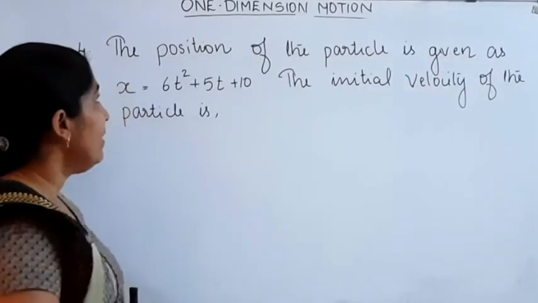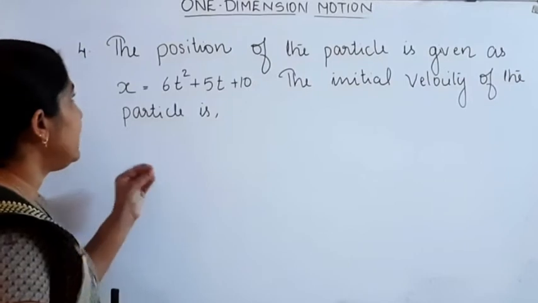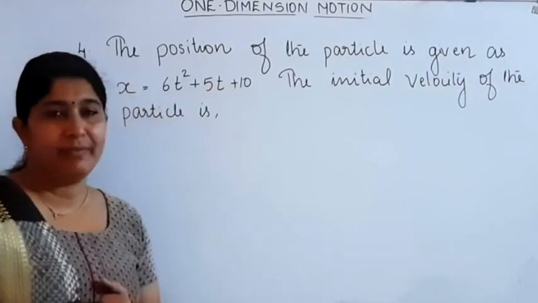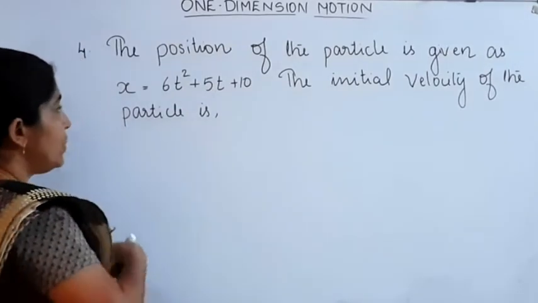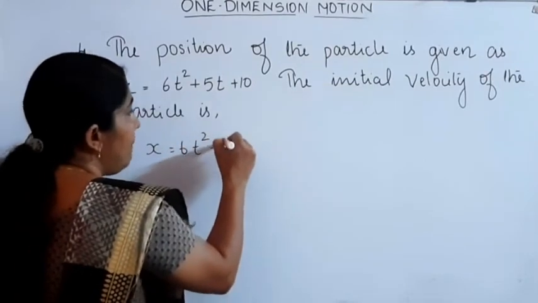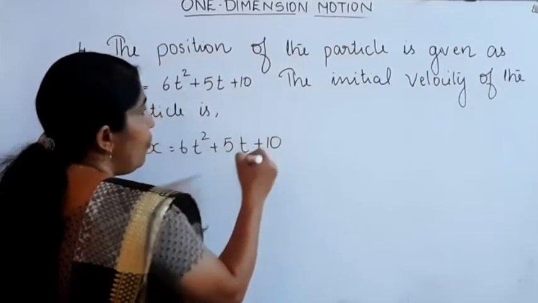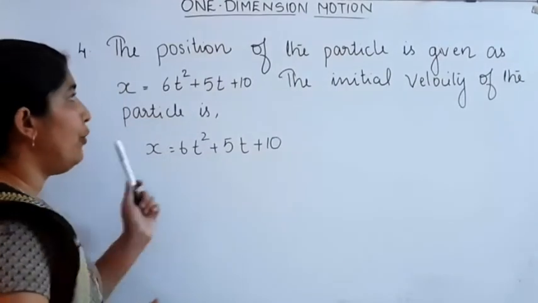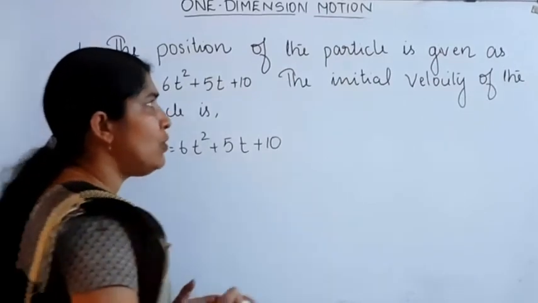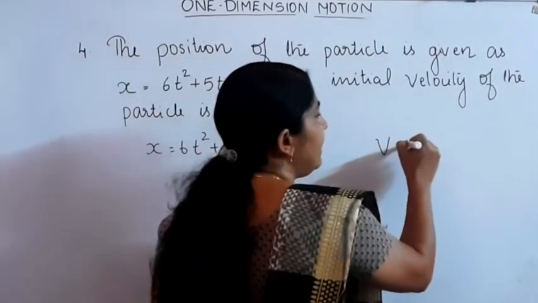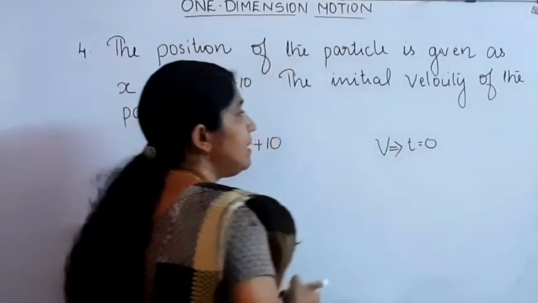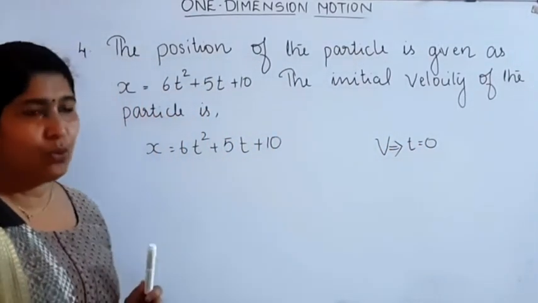The fourth question. The position of the particle is given as x is equal to 6t square plus 5t plus 10. Okay, position is given. Position x is equal to 6t square plus 5t plus 10. Find the initial velocity of the particle. We want to find the initial velocity. Initial velocity means the velocity at time t is equal to 0.